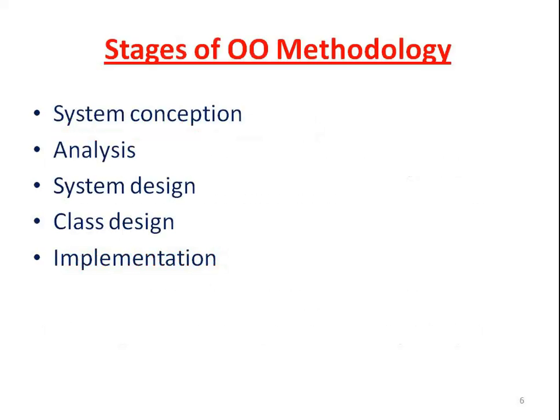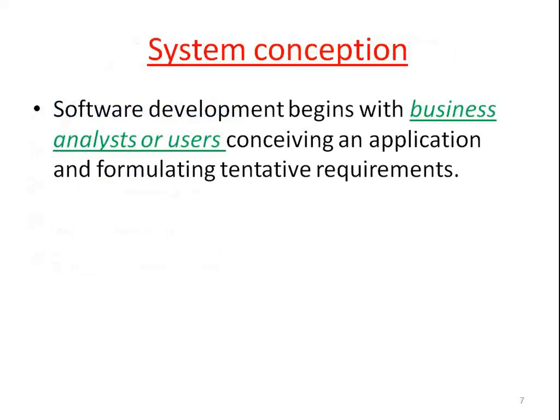So object-oriented methodology has various stages. There are 5 stages for object-oriented methodology. One is system conception, then analysis, system design, class design, and implementation. So the first point is the system conception.